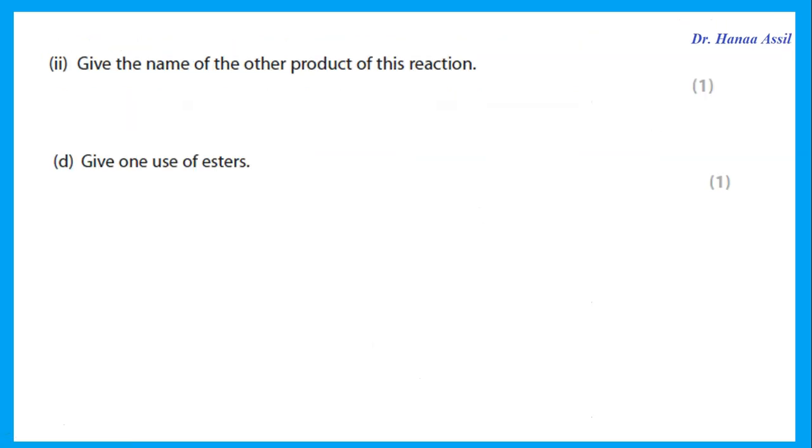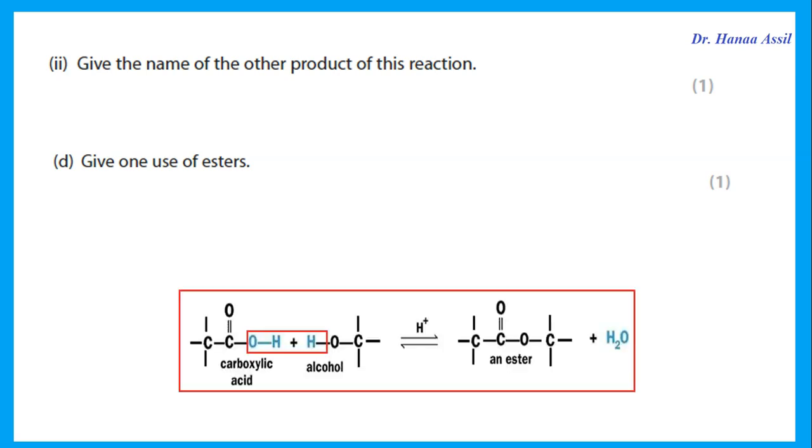Give the name of the other product of this reaction. You should know that if I react an acid with an alcohol, we said we're going to remove OH from the acid and H from the alcohol. That means I get the ester plus water. My other product is water. I removed H from the alcohol and OH from the acid, so I get H2O.